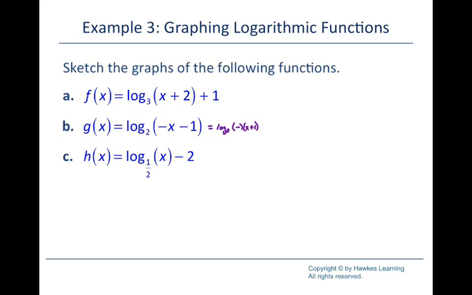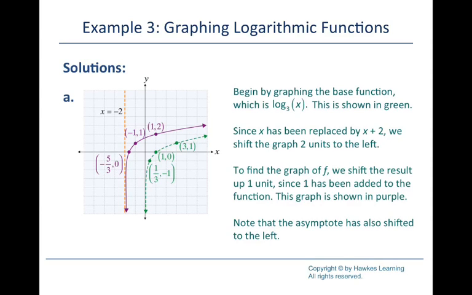And h is going to be 1/2, so it's going to be facing a different direction from the other two that have bases of 2 and 3, and it's going to be down 2 because of the minus 2. The 2 is not grouped in with the x. And these are all the same transformations we did earlier. So let's look at them.